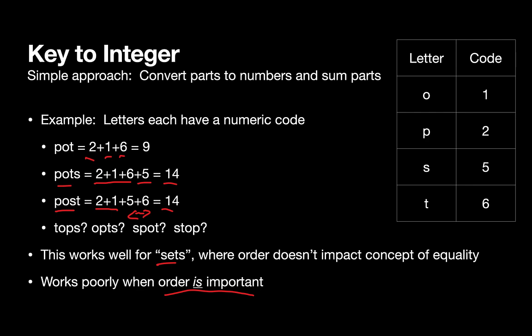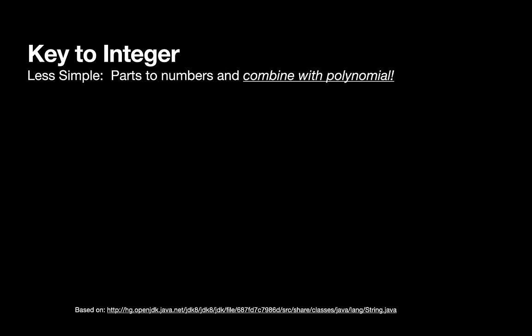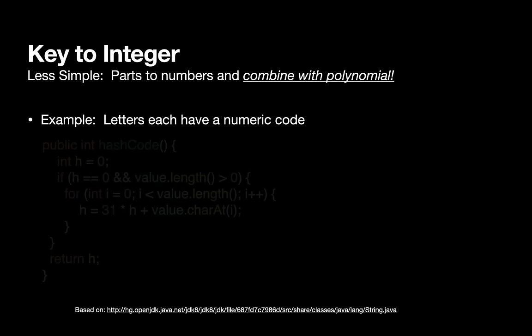So let's look at the less simple approach. It's only mildly more complicated. We'll still convert the parts into numbers, but we'll combine them using a polynomial. So letters will each still have a numeric code, and this time we'll combine them together by a polynomial with a coefficient in front of each term.